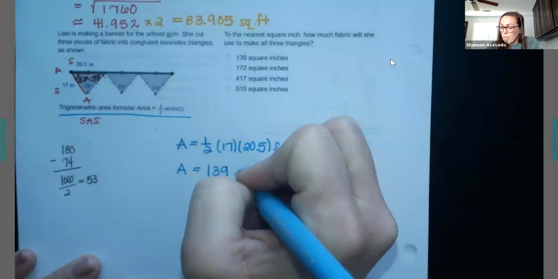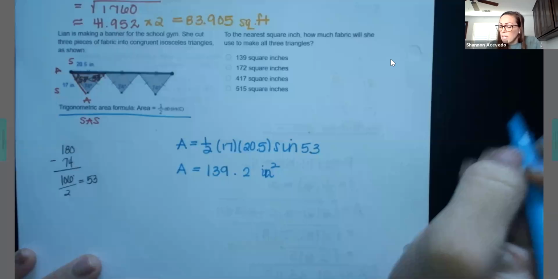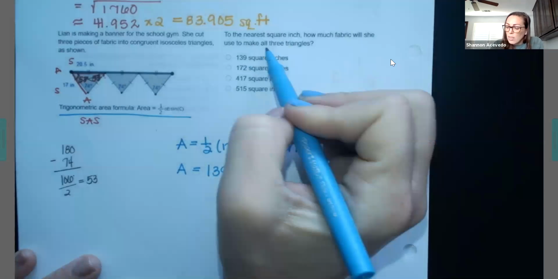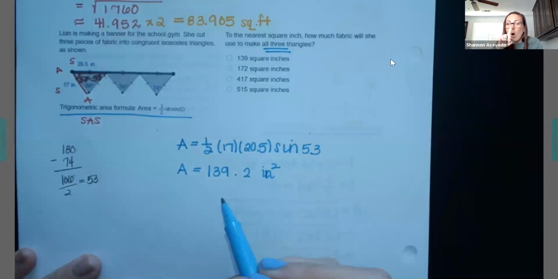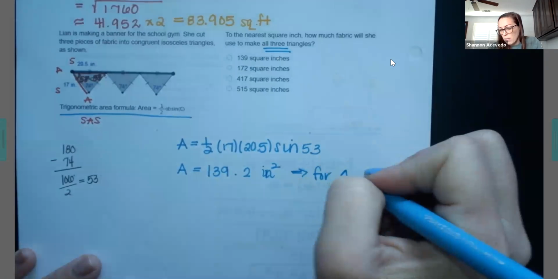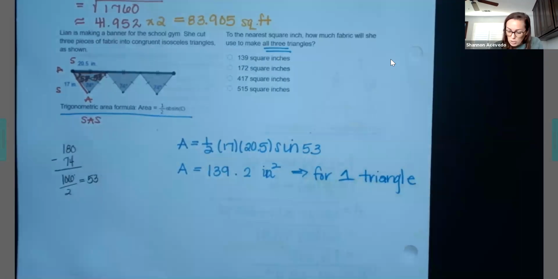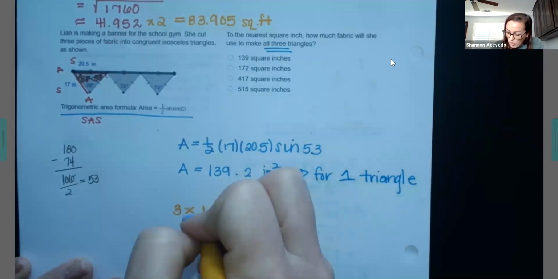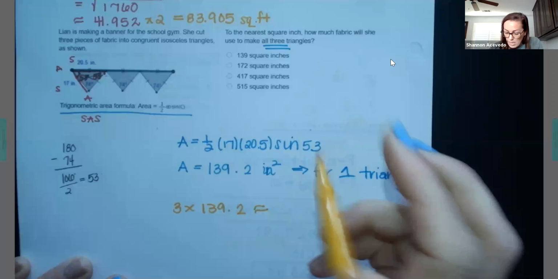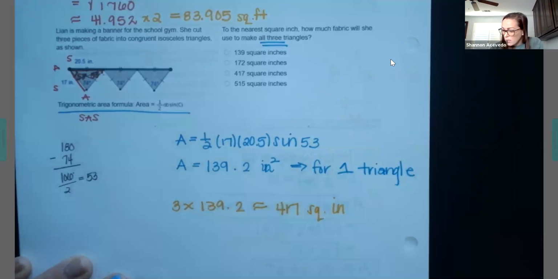139.2 square inches. All right, it says though, to the nearest square inch, how much fabric will she need to make all three? This is the area for one. So this is the area for one triangle. So all I need to do is take that and multiply it by 3. So it's just going to be 3 times my 139.2, and to the nearest whole number, it's going to be 417 square inches. And there's my answer.